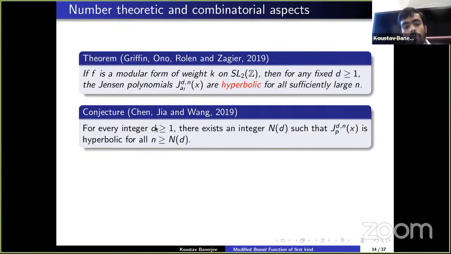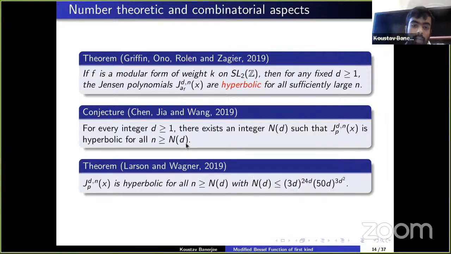They conjectured that for every integer d greater or equal to 1, there exists an integer nd such that jpd of n of x is hyperbolic for all n greater or equal to nd. So Griffin, Ono, Rowland, and Zakia say for all sufficiently large n. So they do not know what the cutoff for nd is. They say for all sufficiently large n.